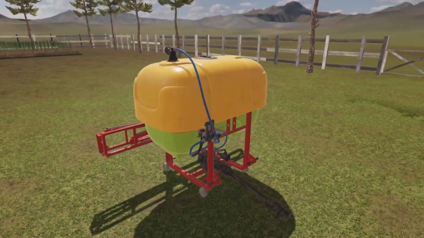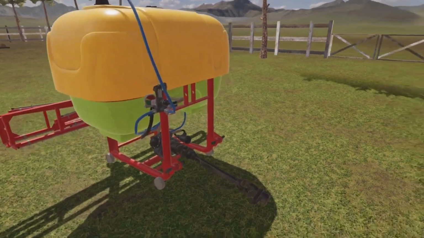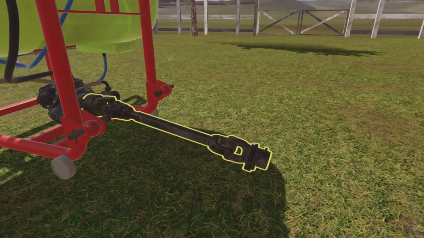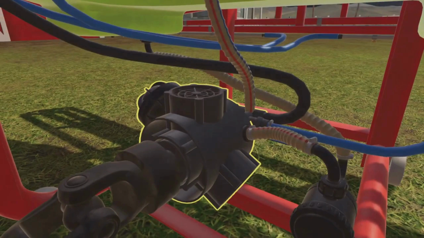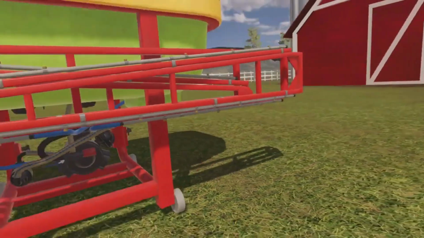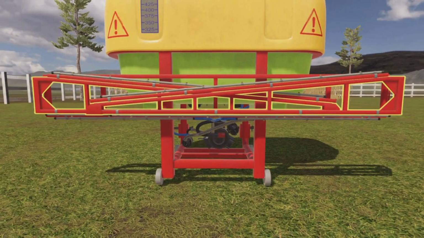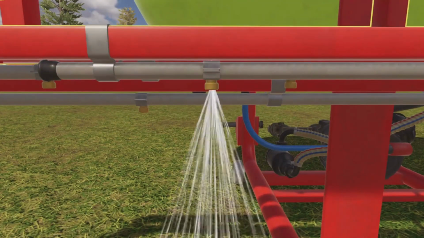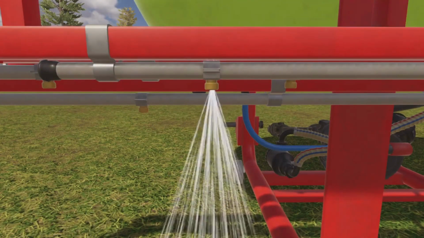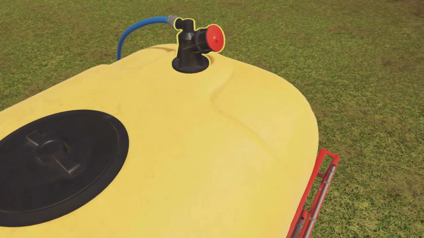Operating system of the sprayer. The power from the tractor's PTO is transferred to the pump via the universal joint shaft. The liquid is drawn from the tank, pressurized in the pump, and delivered to the nozzles attached to the sprayer booms. The nozzles spray the liquid as fine droplets evenly onto the plants. A portion of the pressurized liquid is recirculated back into the tank, continuously mixing the liquid to keep it homogeneous.